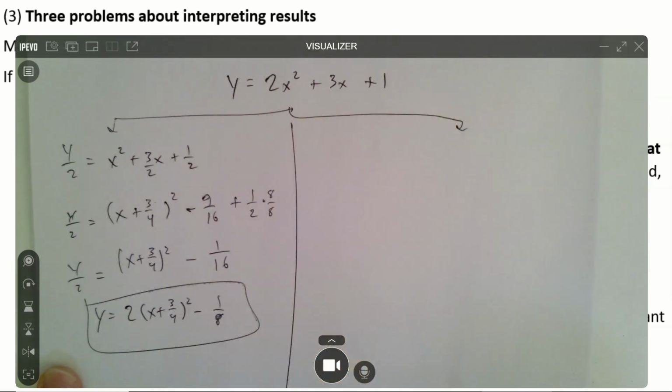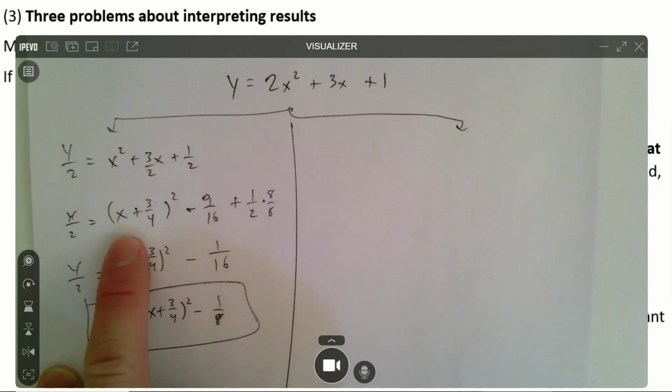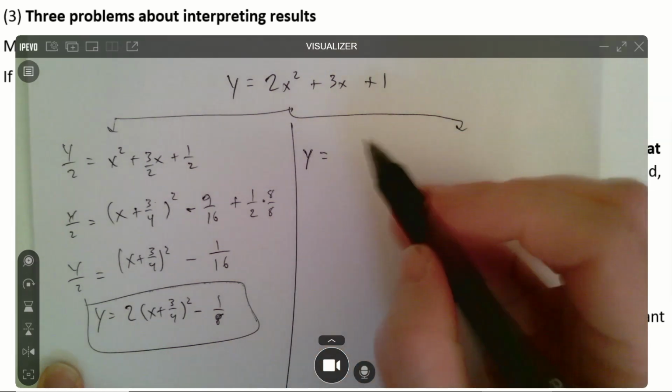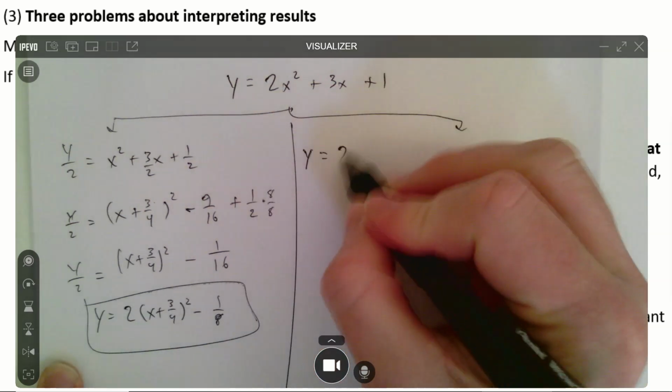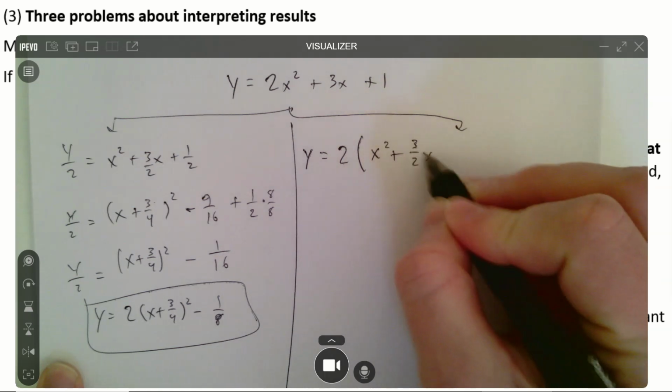Okay, so you could do it that way. The idea was divide by the leading coefficient for x squared to make it easier to complete the square. Totally different thing you could do, obviously related, is let's factor a 2 out of those two terms. So 2 times x squared plus 3 halves x.